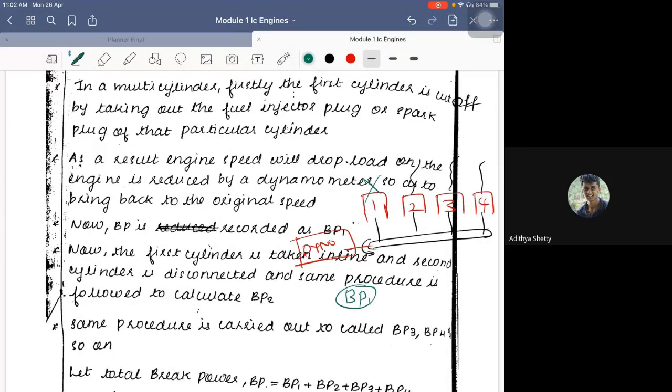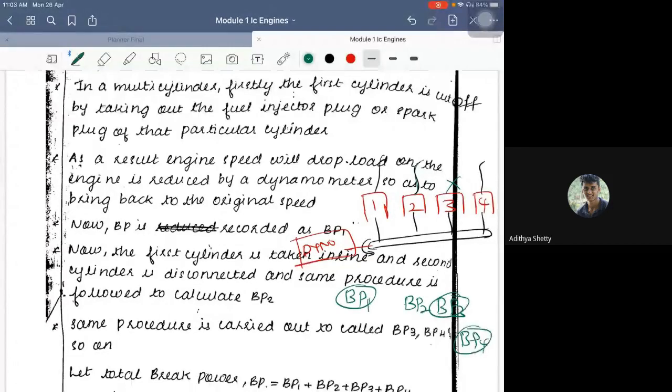Similarly, engine 1 is reconnected and engine 2 is cut off. You calculate the value of BP2, and you repeat the process for engine 3 also. Engine 2 is reconnected and engine 3 is cut off. Similarly, you calculate the value of BP3 and then the value of BP4.